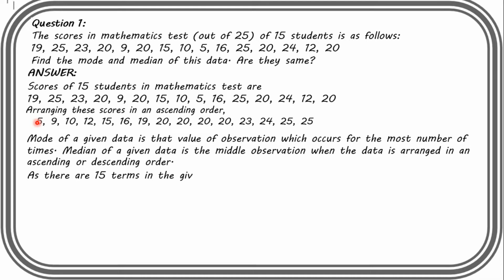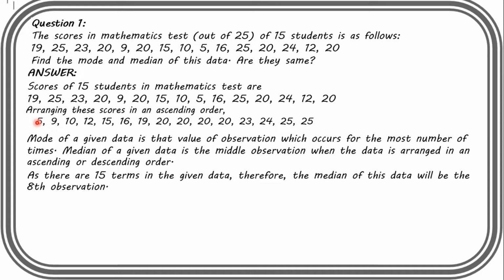So as there are 15 terms in the given data, therefore the median of this data will be the 8th observation. How can you say that? 8th observation, it means 7 and 7. 7 from this side and 7 from this side. 7 from the left side and 7 from the right side. So it will become 8.